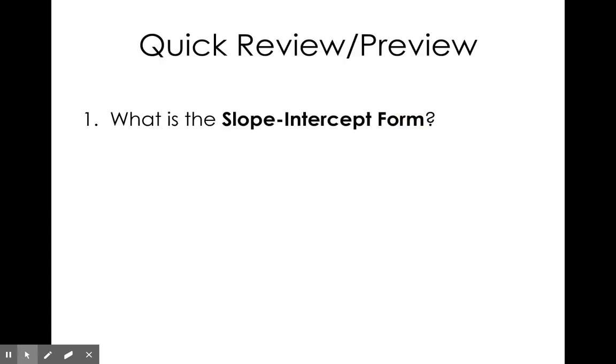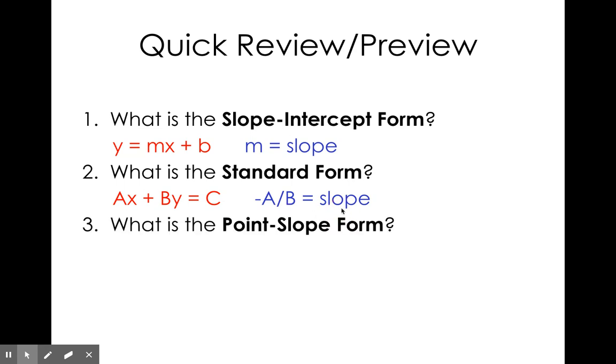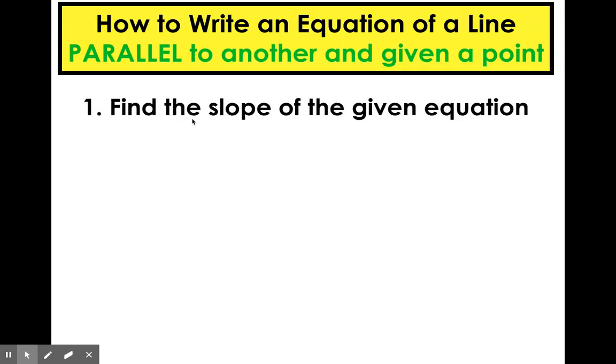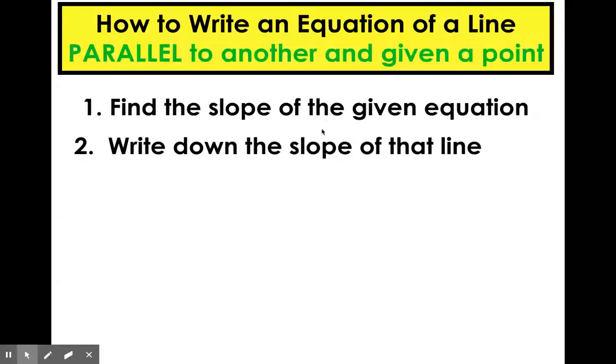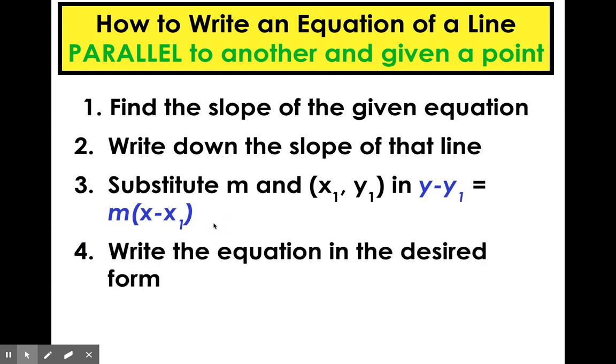So quick review. Our three forms, we can write it in slope-intercept form. Remember that the slope is already in the equation. Standard form, where we have to do opposite A over B to find the slope, or point slope form, where m is already in the equation. So our steps are going to be to find the slope. So depending on what form it is, the slope may already be there, or we may have to find it. We're going to write down that slope, and then we're going to substitute that slope and the point into our point slope form, and then we're going to write in whatever form they ask us for.